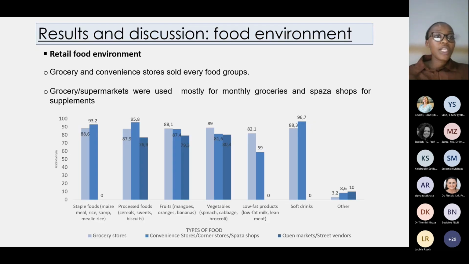The second food environment is the retail food environment. It is evident here that almost all the food groups were sold in grocery stores and convenience stores. But looking specifically at the food groups sold by the street vendors, they mostly sold processed foods, they mostly sold fruits like oranges, bananas, mangoes, lychees. And the last one, they mostly sold vegetables.